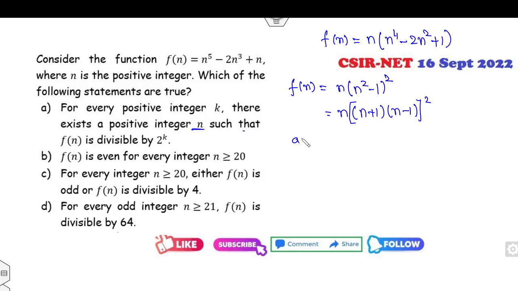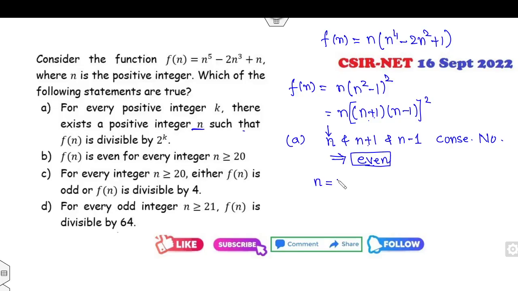Fine. The first option: for every positive integer k, there exists a positive integer n such that f(n) is divisible by 2 raised to power k. Very simple. You can see n, n plus 1 and n minus 1 are consecutive numbers. Once they are consecutive numbers, one of them must be even. If n is even, then n plus 1 and n minus 1 are odd. If n plus 1 is even, then the other two are odd. Then f(n) must be divisible by 2 to the power k. So how can you choose that?